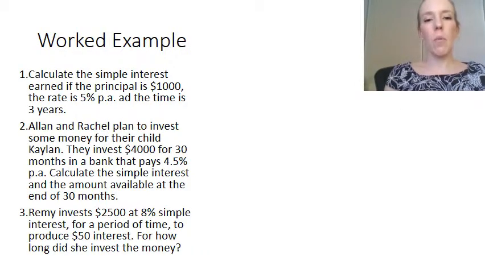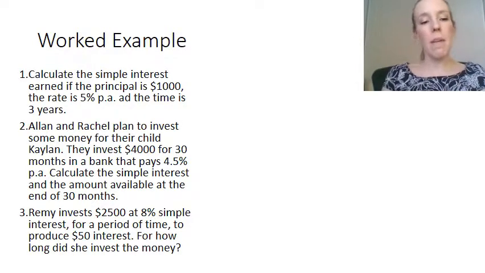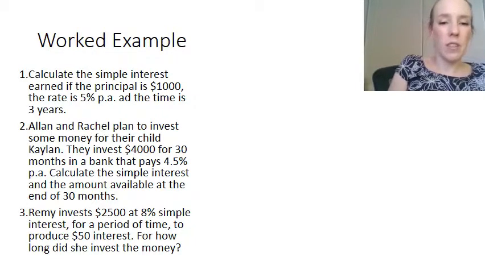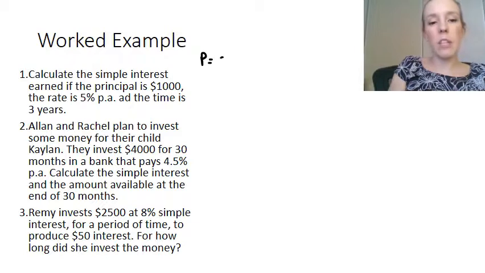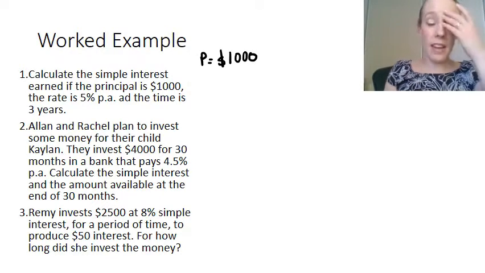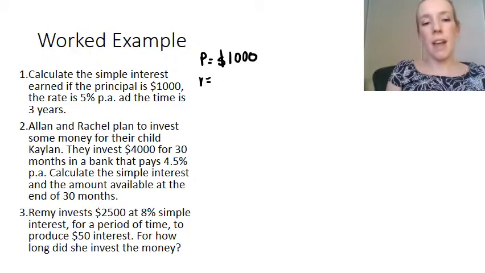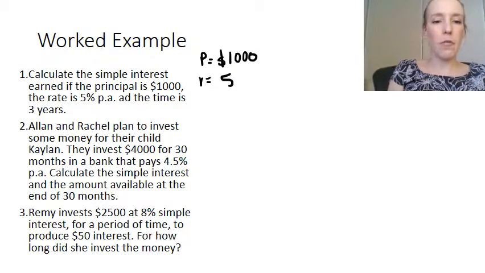Okay, so let's do a bit of a worked example here. Calculate the simple interest earned if the principal is $1,000, the rate is 5% per annum, and the time is 3 years. We're going to start off by defining our variables. P is the principal amount, and that is $1,000. The next thing we've got is R. Our rate is per annum, so every year it's going to pay this interest, and that's 5. And our time is in years, which is 3.